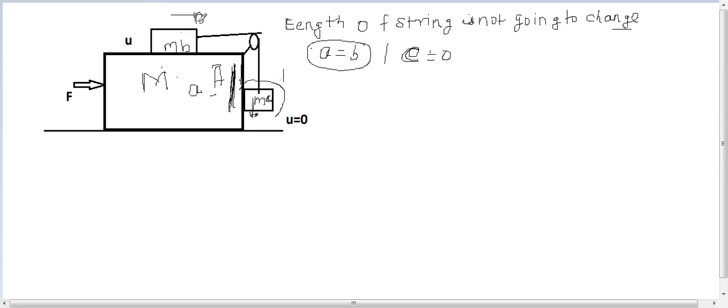Okay, so now what can I write? Now guys, we have to find the maximum value of F. So let's draw the free body diagram. It is the best thing to draw a free body diagram. Okay, I'm going to draw it.